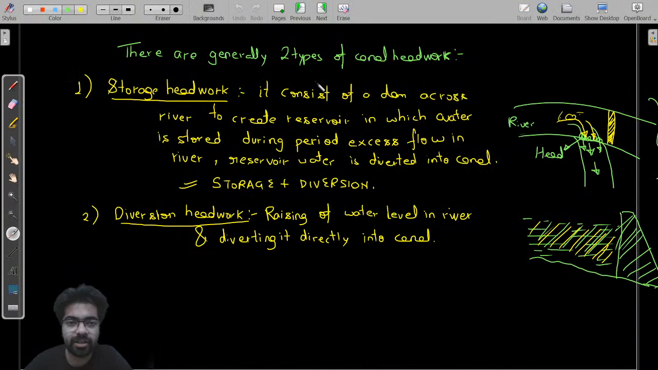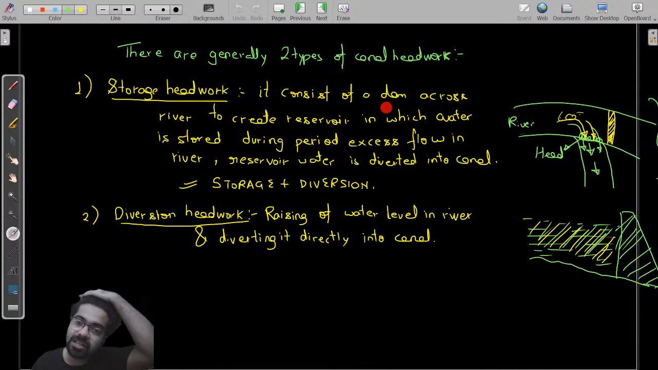So yesterday what we read, there are two types of canal headwork. One is your storage one and other is your diversion one. In the storage one, you store a lot of water behind the dam, which is called a reservoir, and then divert water from there. So storage is also there and then diversion is also there. That headwork is known as storage headwork, in which a dam is constructed across the river.